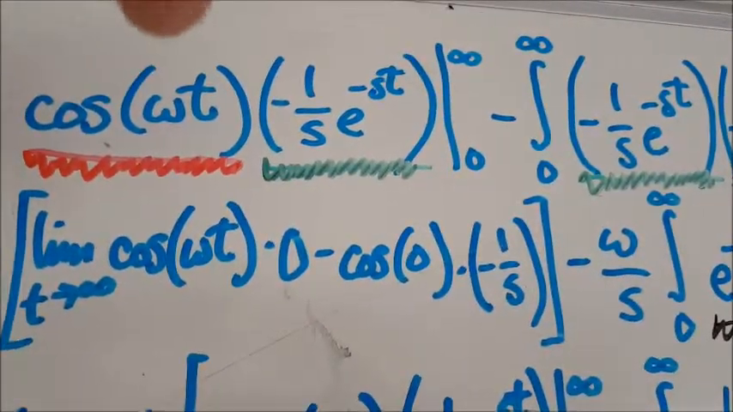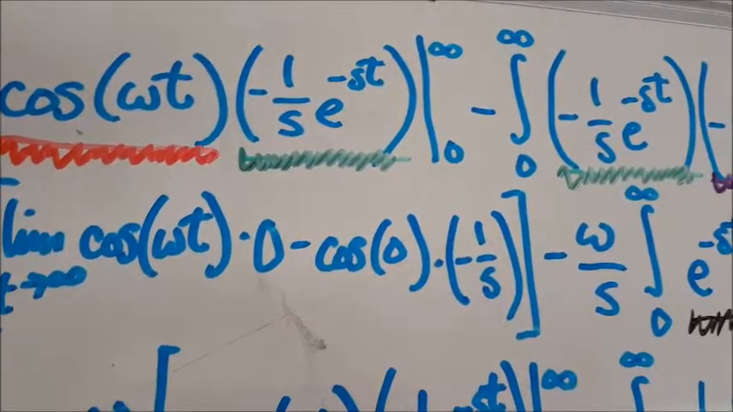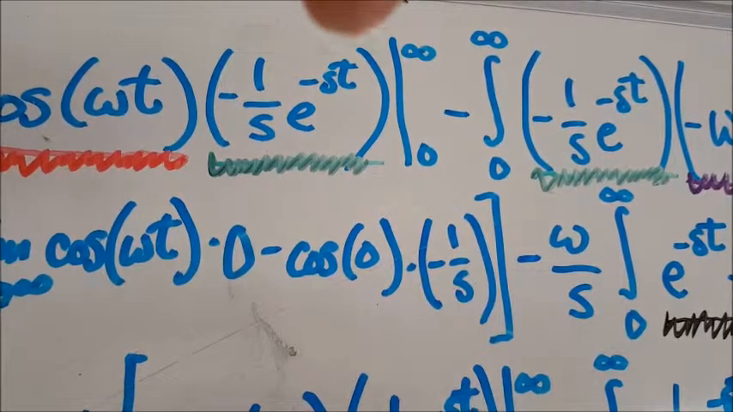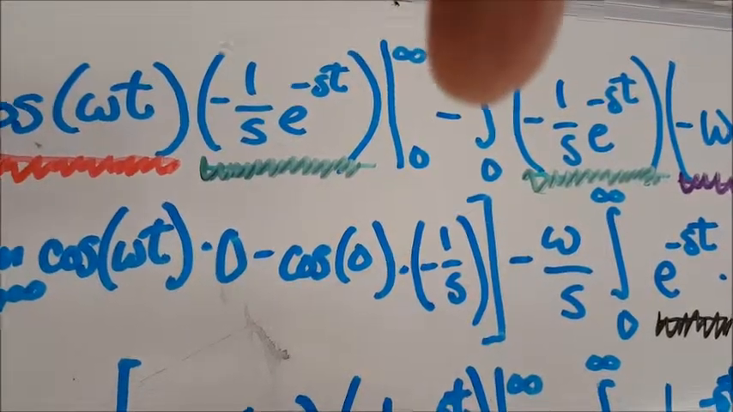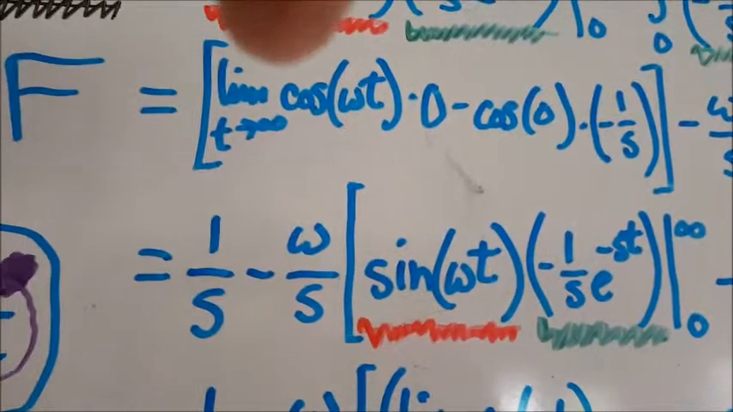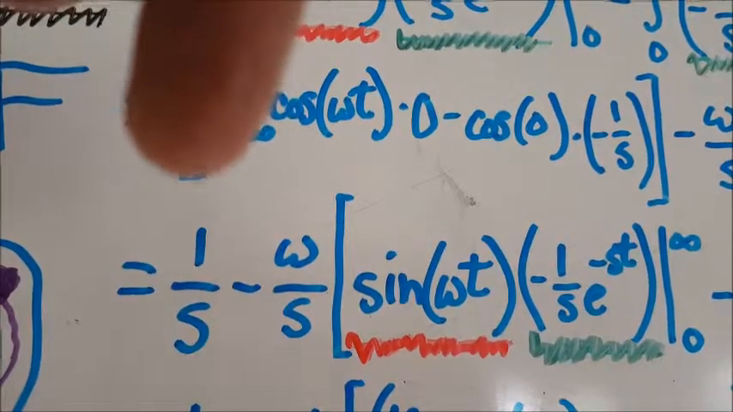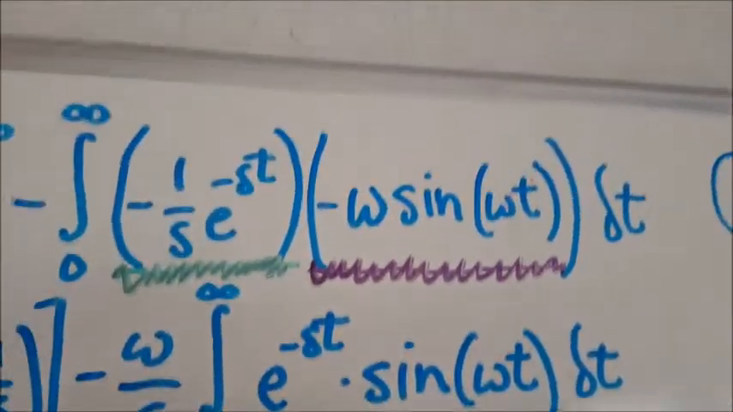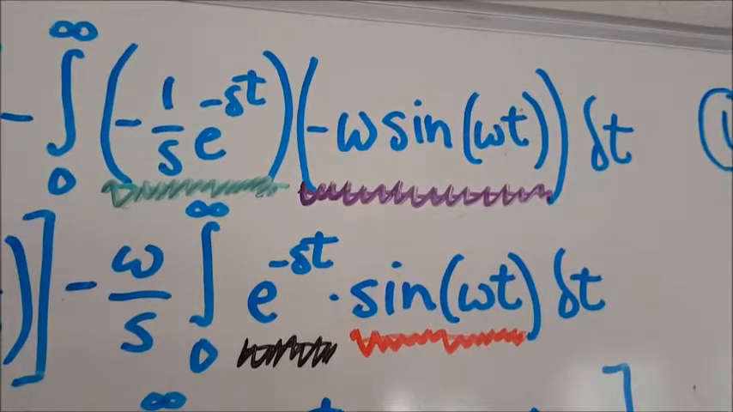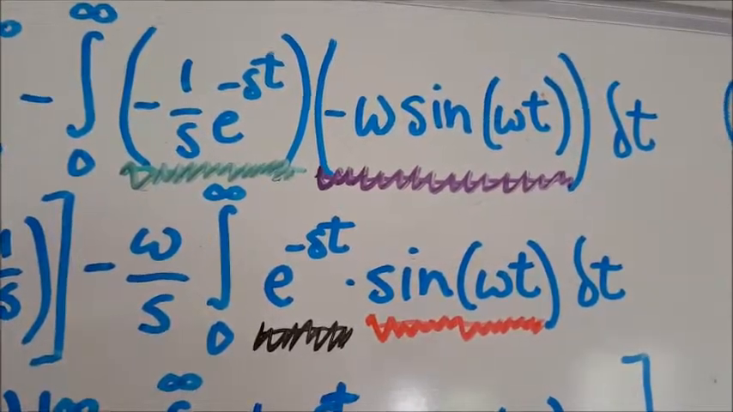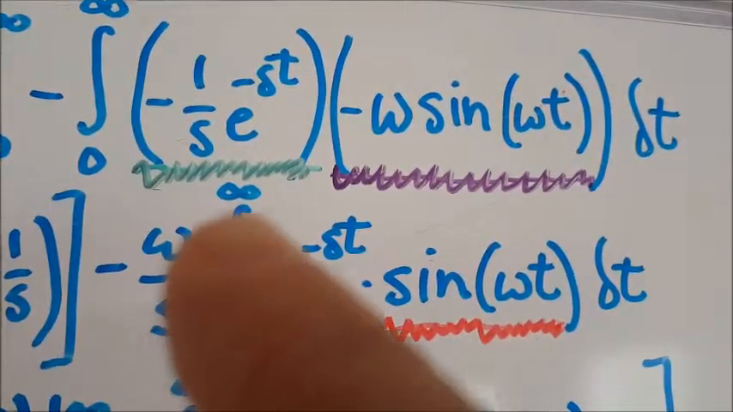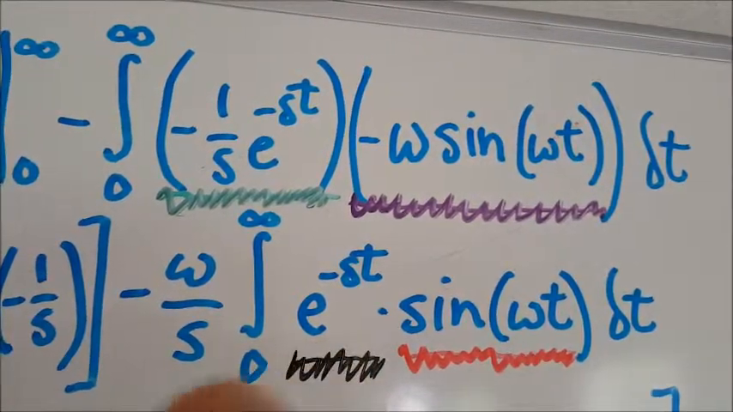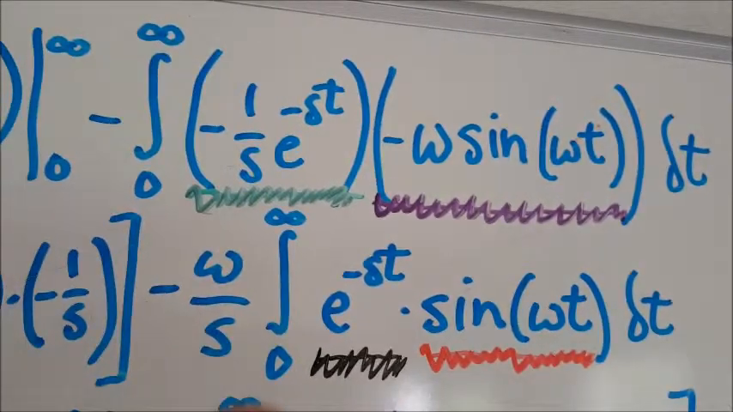Minus these two terms evaluated at 0. Cosine of 0 is 1, and e to the 0 is 1, so you just get a negative 1 over s. That's what we get when we come down here: a 1 over s minus, first thing you do when you evaluate these terms, you pull out the constants. Omega and s are just constants. So you have a negative 1 over s and a negative omega. It becomes a positive omega over s, and so you're minusing that.